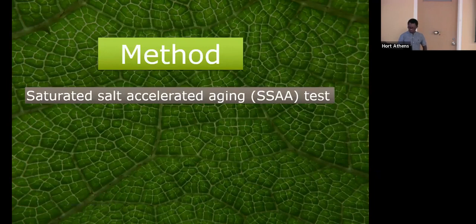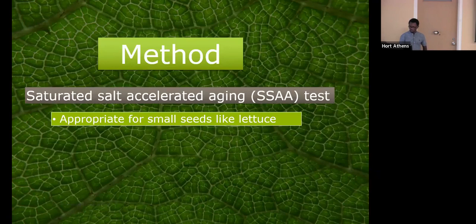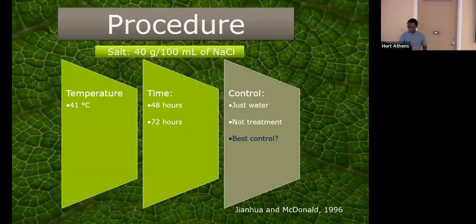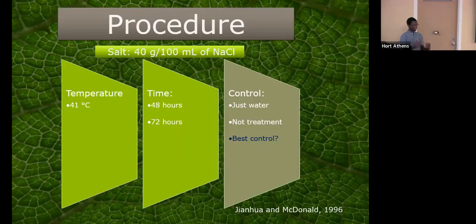There are multiple methods to do the test, but we will work with saturated accelerated aging because we're working with lettuce, a small seed. This is a more appropriate method for small seeds. So we will soak our seeds in salt, sodium chloride, for different times, 2 days and 3 days, at a high temperature to speed up the aging. For the control, we're still not sure which is the best way, either the traditional accelerated aging with just water, or no treatment. We'll see what works best. After we treat the seeds, we will sow them and do the analysis just like the preliminary study.